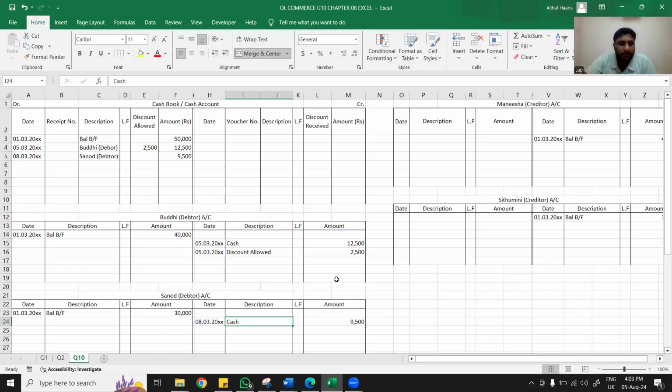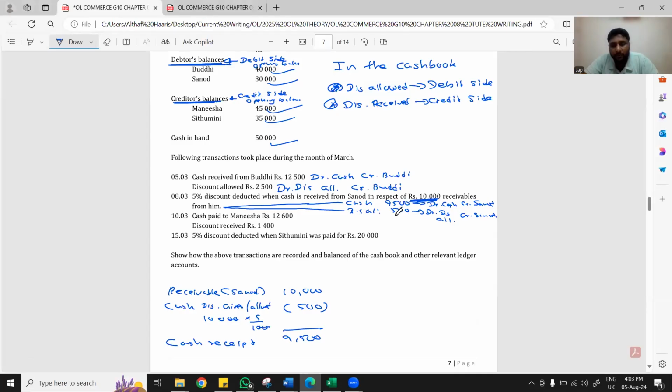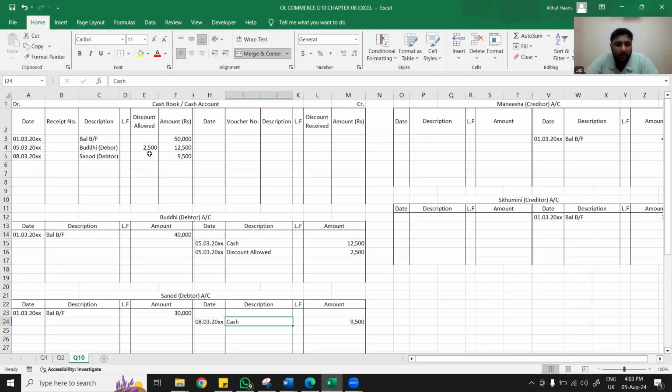Now the next one is the discount. How much is the discount amount? 500. So temporarily write it here. Later, as a lump sum, we will put everything into the discount allowed account. 500 debit. Here, discount allowed, 500 credit. That is also done.